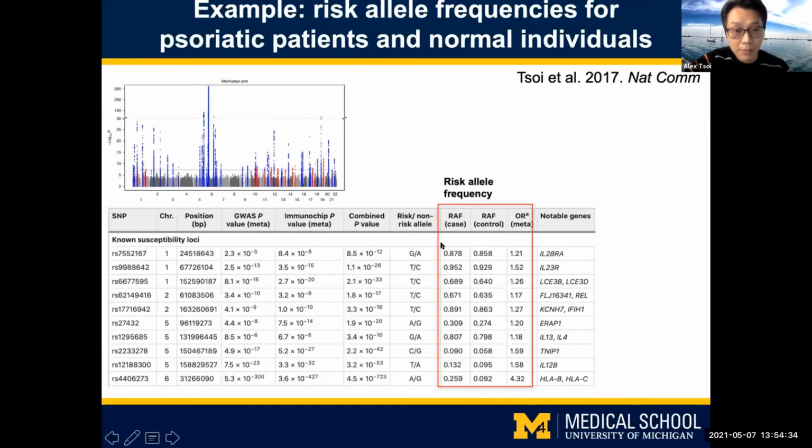This is a breakdown of the top signals that we identified. Except for the really well-known MHC signals, we have odds ratios over 4, but most of them are between 1 and 2 in the odds ratio range. When you look at the risk allele frequencies in the psoriatic cases and controls, you see really small changes. That reiterates what I mentioned: we have to gather multiple different features in order to get better modeling.